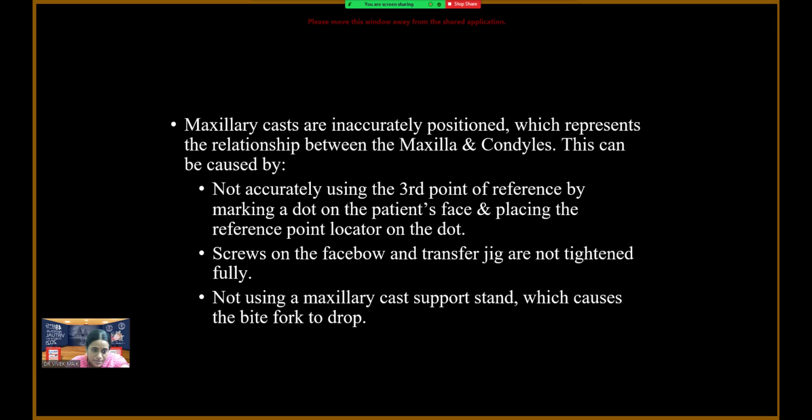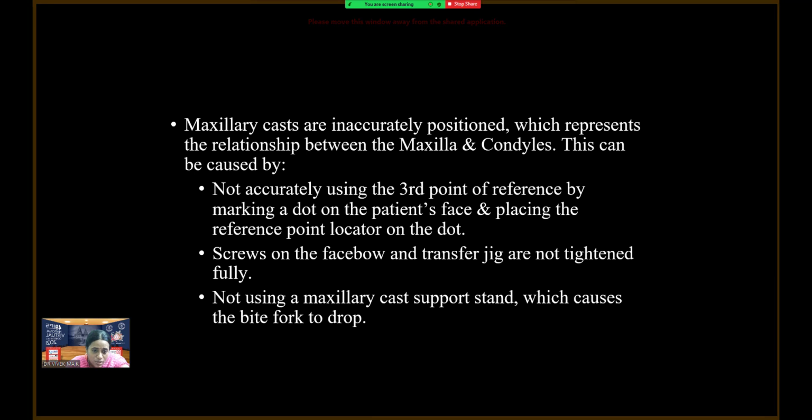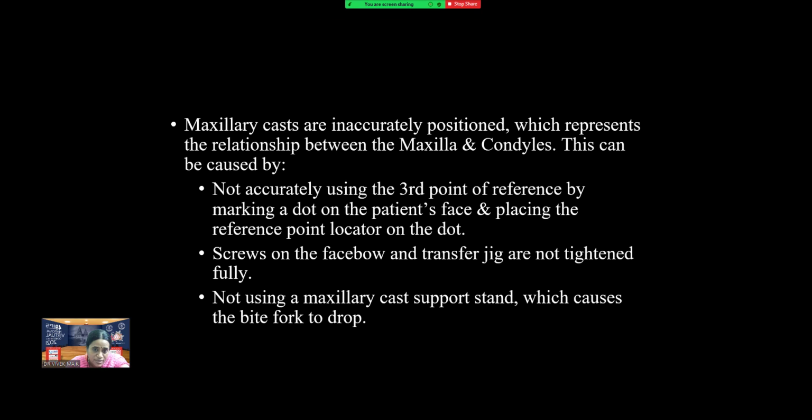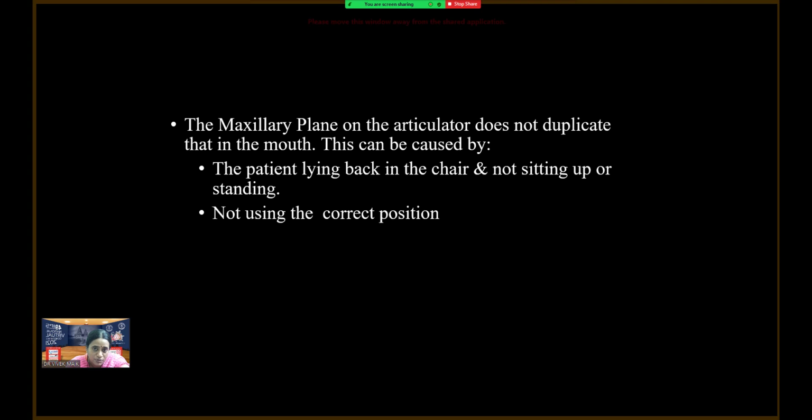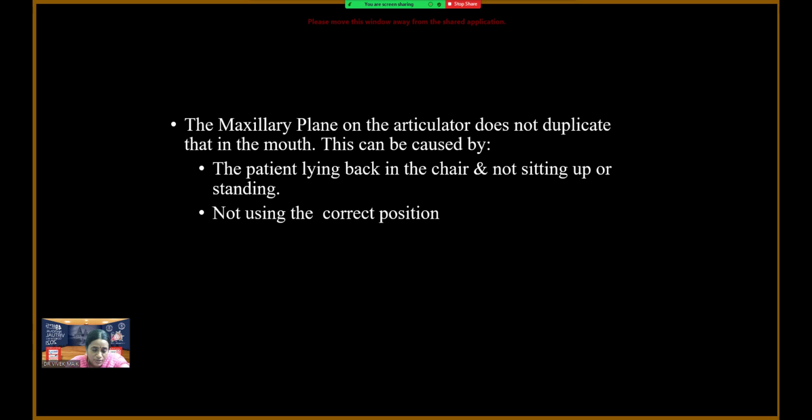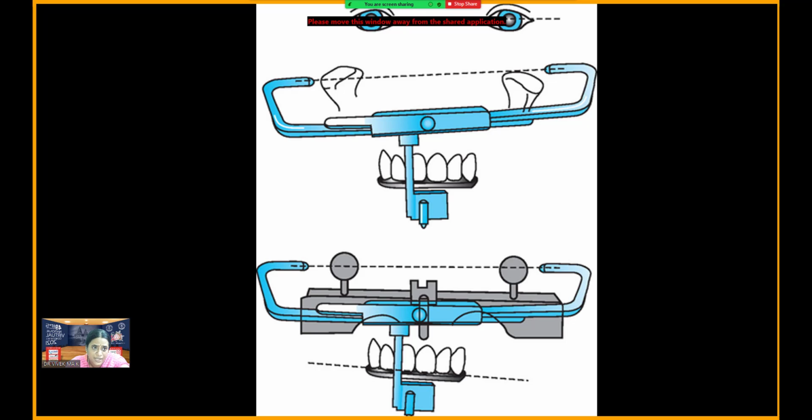Some of the errors which we make are that the screws on the phase 4 and transfer jig are not tightened fully. The maxillary cast is not supported properly, which causes the bite fork to drop, and the third point of reference is not marked correctly, and it is not transferred to the patient. The patient is not sitting upright at the back of the chair and is lying on the back of the chair and is not in an upright position.